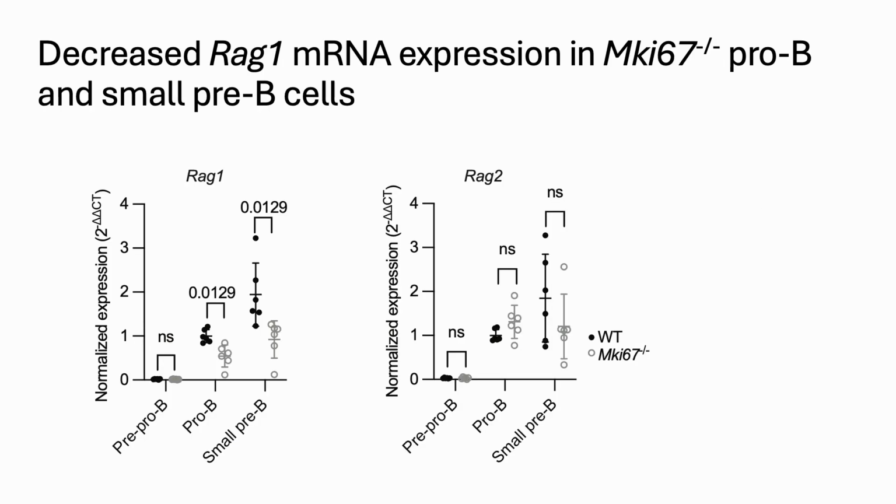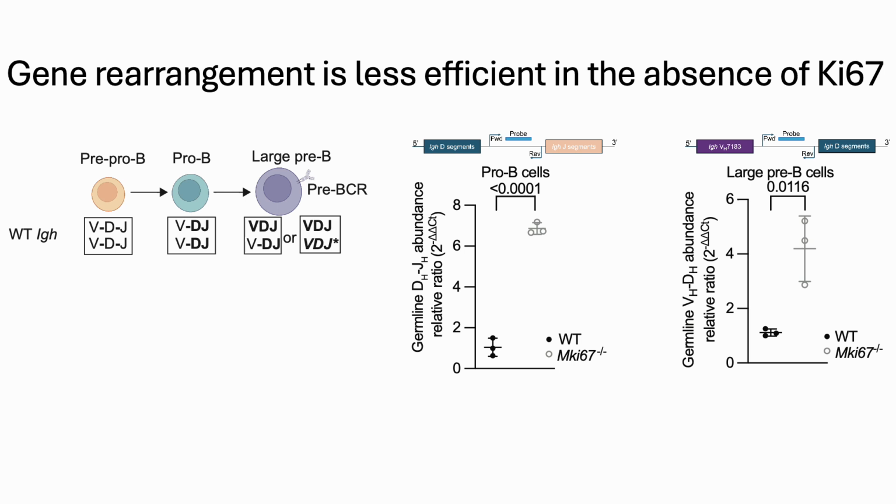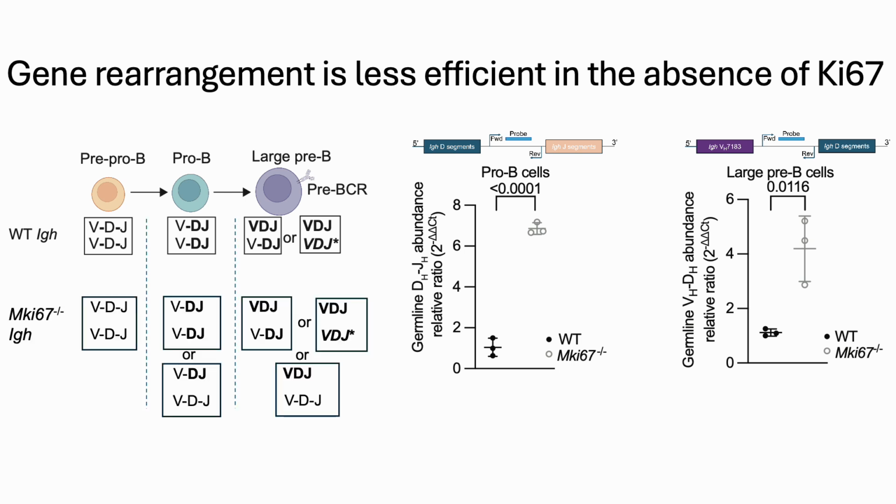This was in line with a decreased Rag1 mRNA expression in Ki67 knockout pro-B and small pre-B cells, whereas the Rag2 expression was unaltered. Indeed, we found gene rearrangement was less efficient in the absence of Ki67, as shown here by the overrepresentation of the germline sequence found in the pro-B and large pre-B cells, suggesting abnormalities in receptor gene rearrangement in the absence of Ki67.